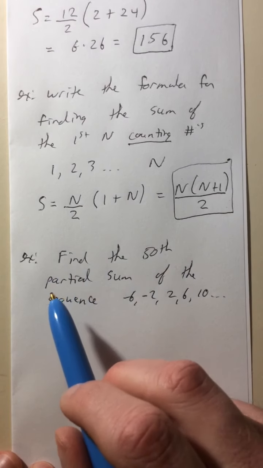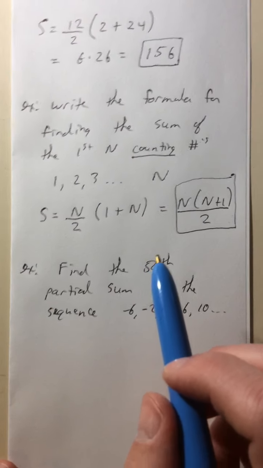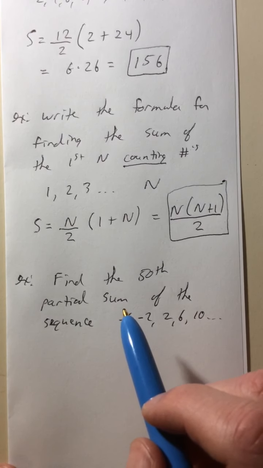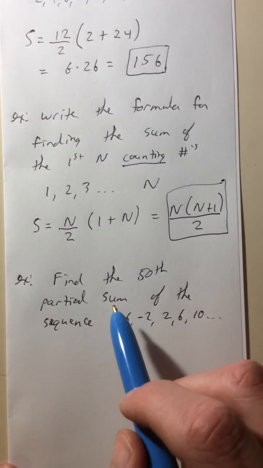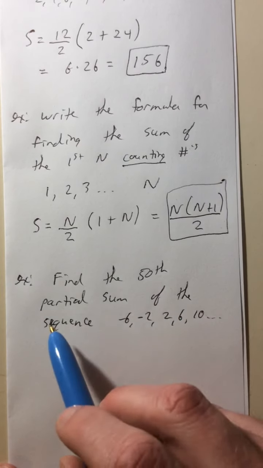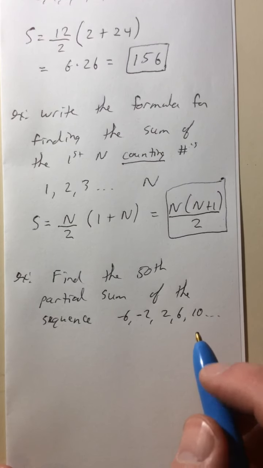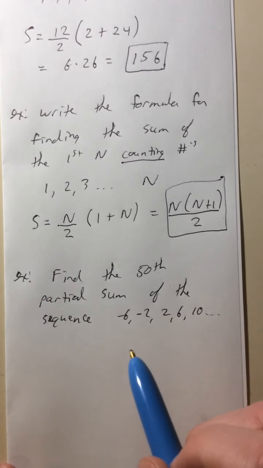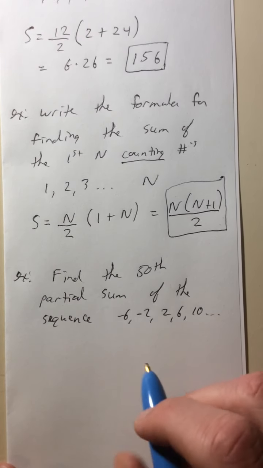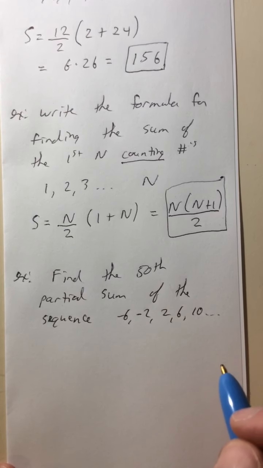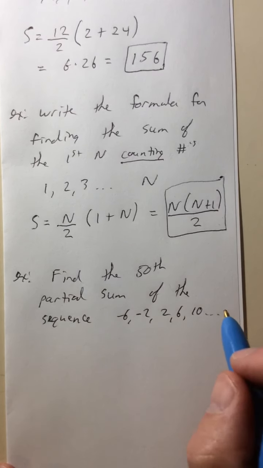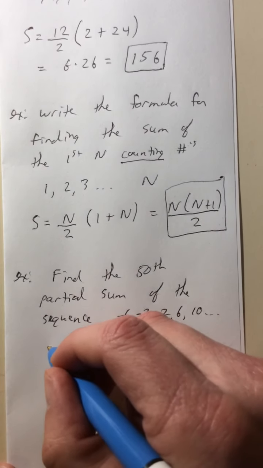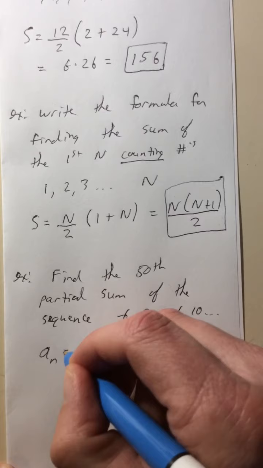All right, so find the 50th partial sum. So remember, a partial sum is not all of the numbers added together, because that'd be an infinite sum, but just the first 50 of the numbers in this sequence right here. So in order to use our formula, we need to know the first term. We got it. We need to know the last term. We don't got it. But we can figure out the last term because we can always find the formula for the sequence using our generic formula right here.